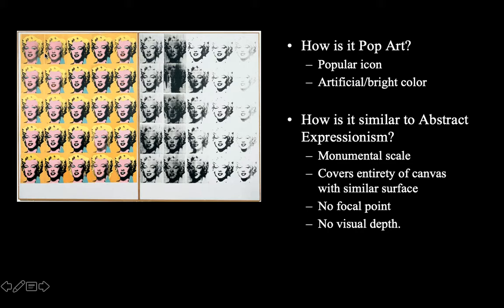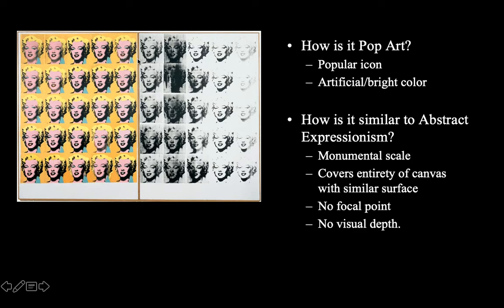She's a famous actress. So she was an image from popular culture, and in the way that he depicted her, at least on the left side here, he used very artificial, bright colors. That's pretty characteristic of pop art. Also, the way that he made it using silk screen so that he could mass produce the imagery, right?